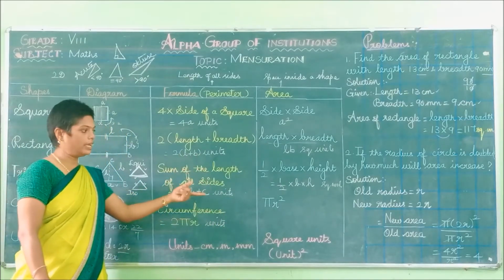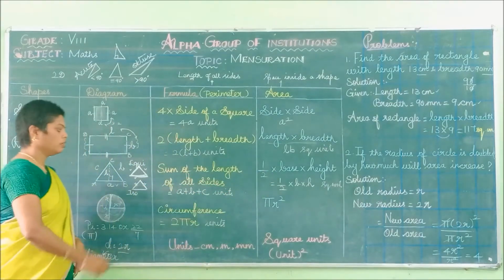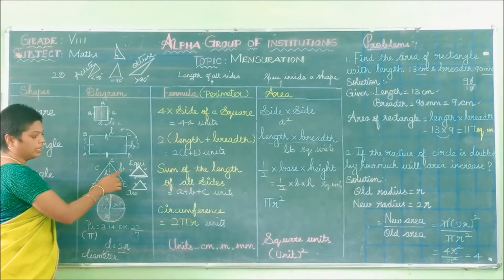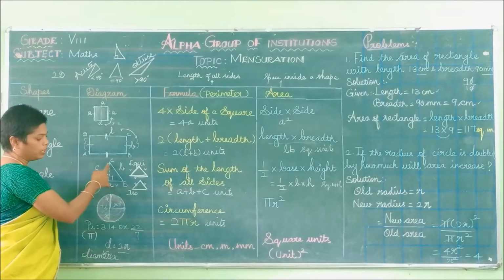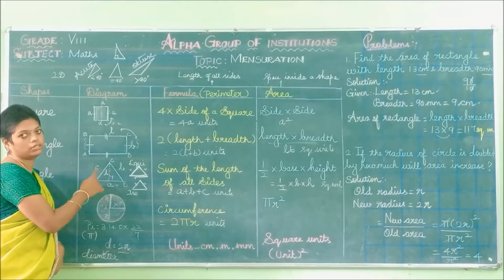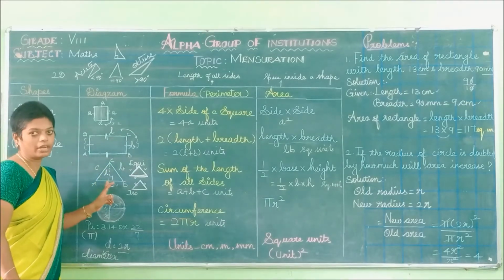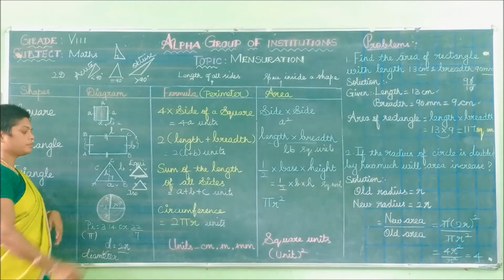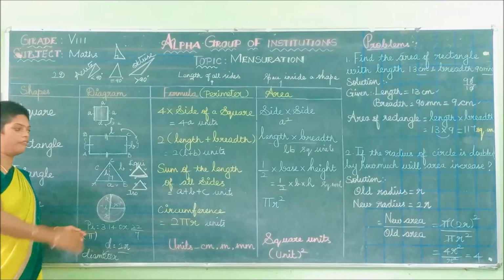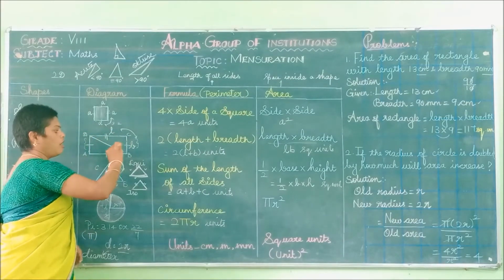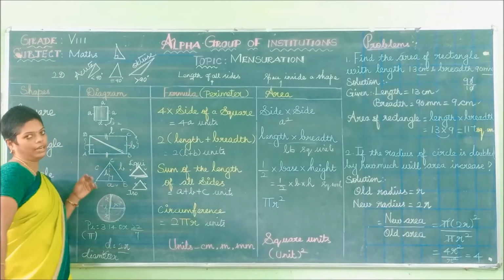Then for area, it is half base into height. That means here the one in the center is the base, this is also a base and this is also a base. In the center we can write dotted lines, which are called the height of the triangle. If you take this rectangle, you have to cut the portion in half. What do you get? You get a right angle.